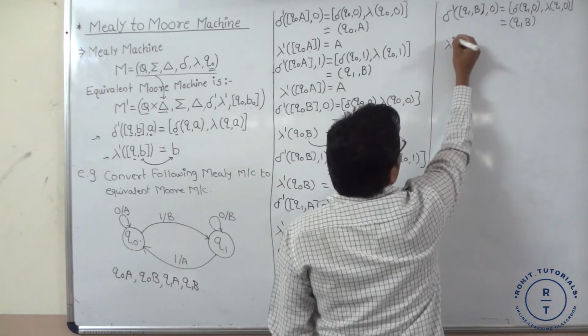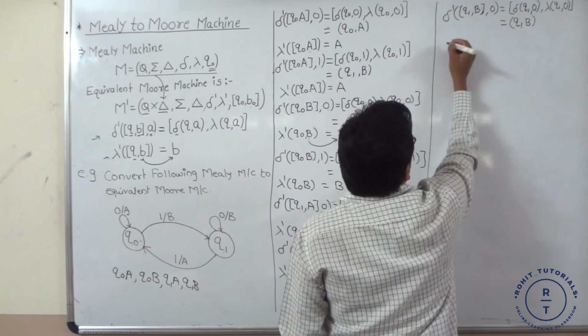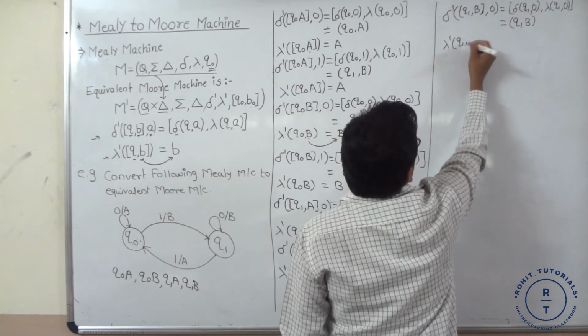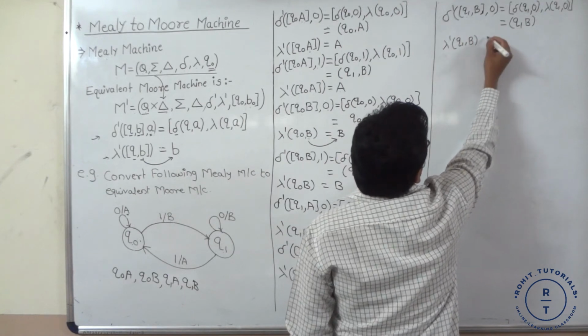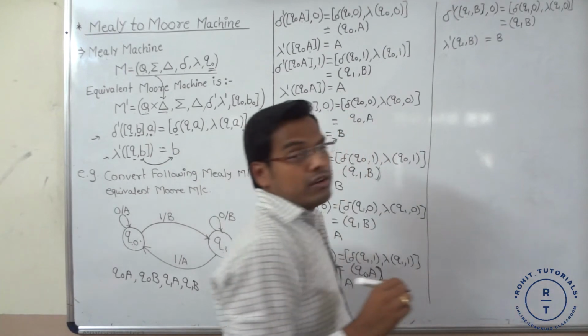Now for that the output symbol, now for that output function lambda dash Q1 state, B output is there, so its output is equal to B.